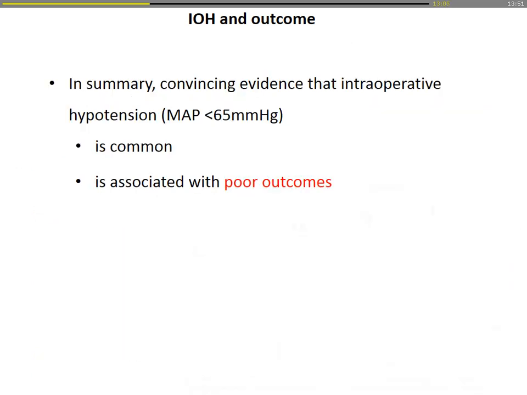So if we can summarize it at this point, there's convincing evidence that intraoperative hypotension, defined as a blood pressure below 65, is very common. So it occurs every day. I will show you data in a minute. And it is associated with poor outcomes. So it's dangerous, and we should avoid it.